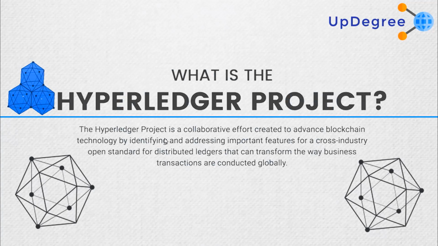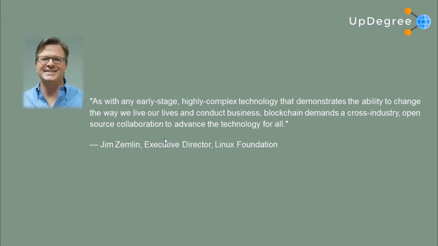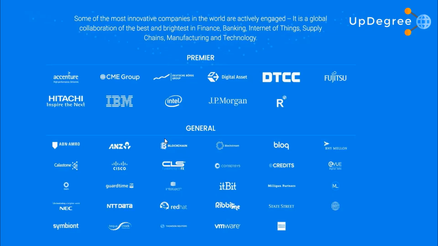So what is Hyperledger? Hyperledger is a collaborative effort created to advance blockchain by identifying and addressing important features of a cross-industry open standard for distributed ledgers that can actually transform the way business transactions are conducted globally. So it's a conglomeration of somewhere around 40-50 companies coming together to take the distributed ledger technology to the next level by addressing cross-industry needs, and it's an open standard, be it retail, be it healthcare. This open standard will help, and they can do business transactions very easily. This is one quote given by Jim Zemlin.